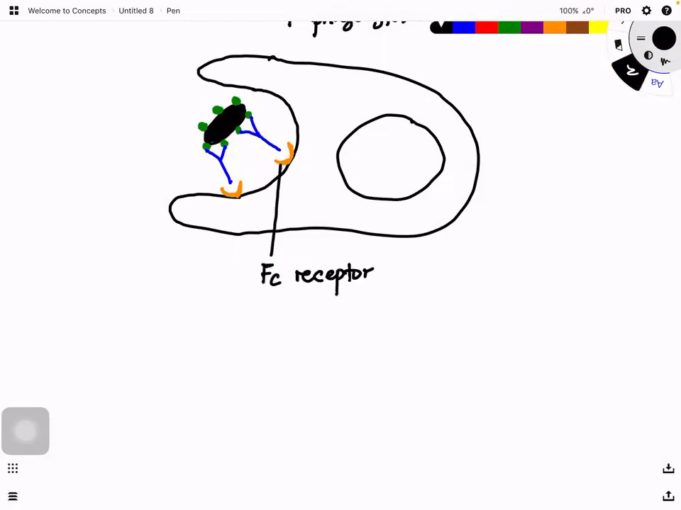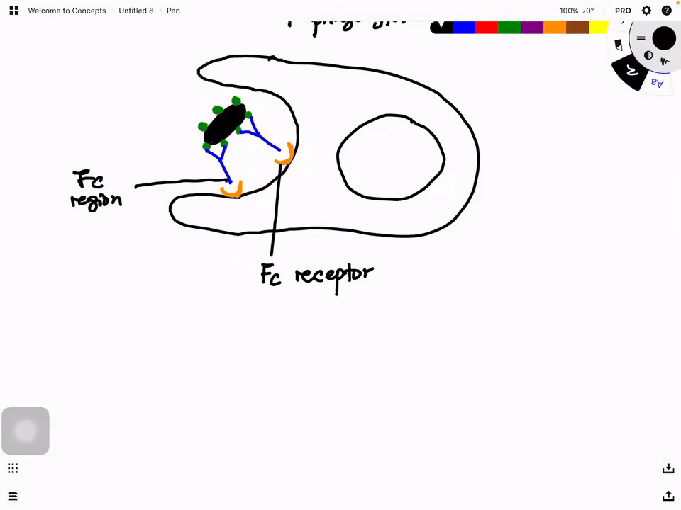So the FC receptor is going to recognize the FC regions of the antibody. Are you clear? So they bind the FC regions to take the cells in by phagocytosis. So it enhances the phagocytosis. Are you clear?